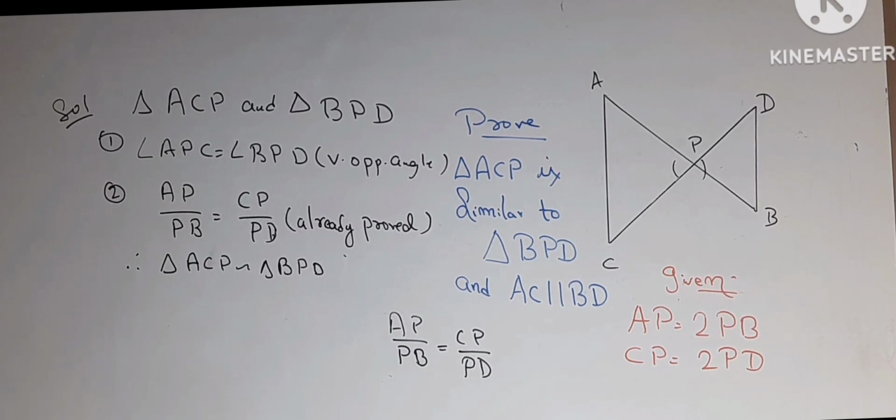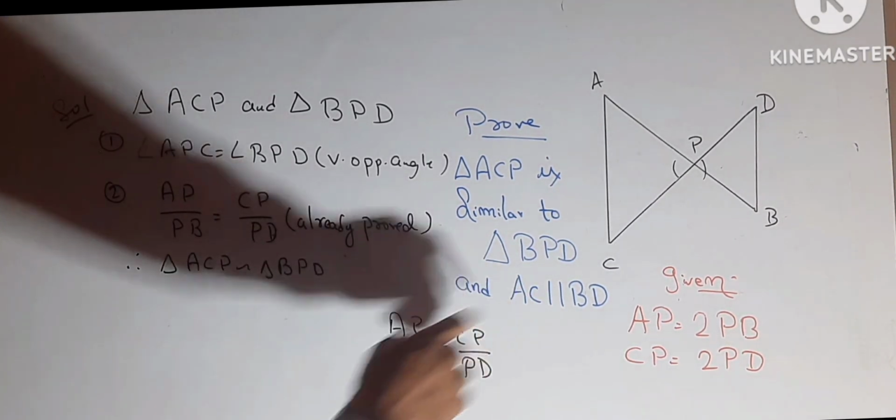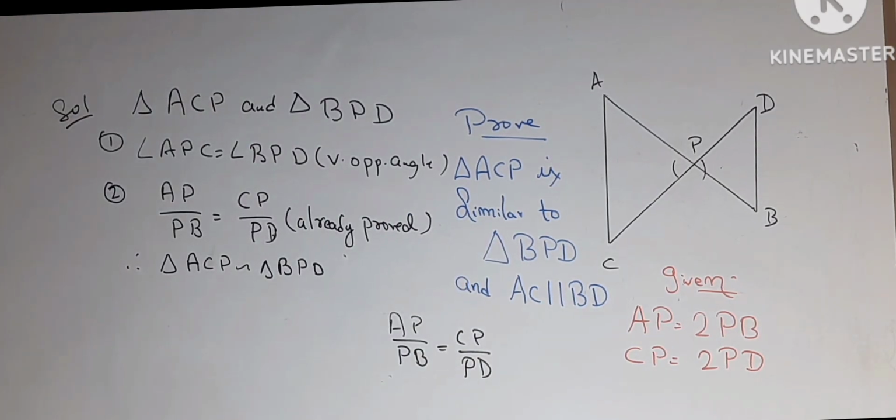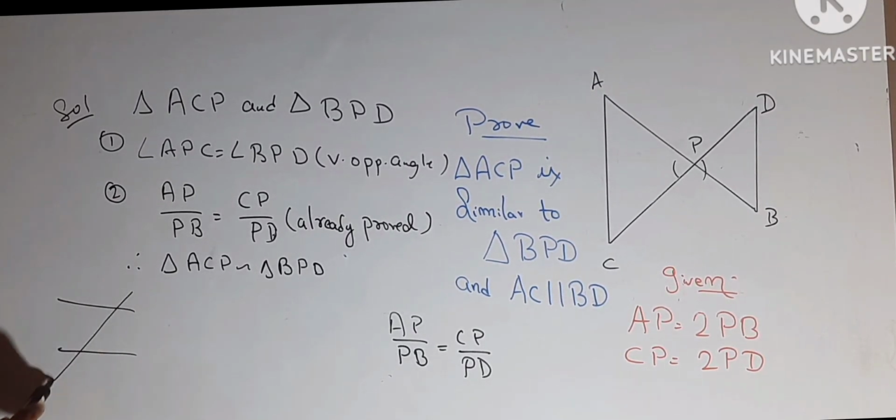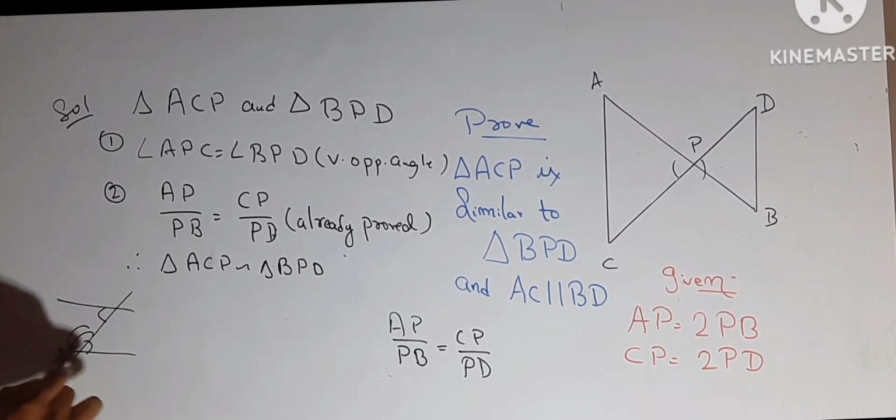After that, what else are they saying? We have to say whether these two are parallel or not. Now if you see, AC and BD parallel. If these two lines are parallel, and this is a transversal, then this one is equal to this one, or this one is equal to this one.